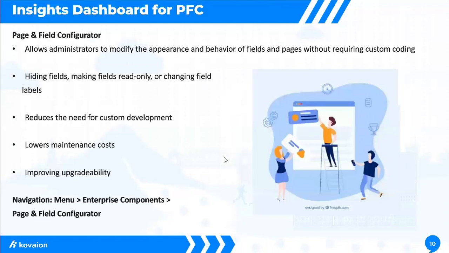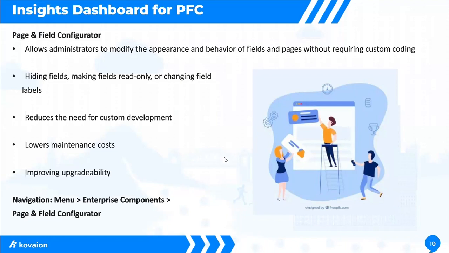Here you can see the Page and Field Configurator overview. Page and Field Configurator allows administrators to modify the appearance and behavior of fields and pages without requiring custom coding. It helps to manage user interface configurations such as hiding fields, making fields read only, or changing field labels. As a whole, it reduces the need for custom development, thus improving upgradability and lowering the maintenance cost.